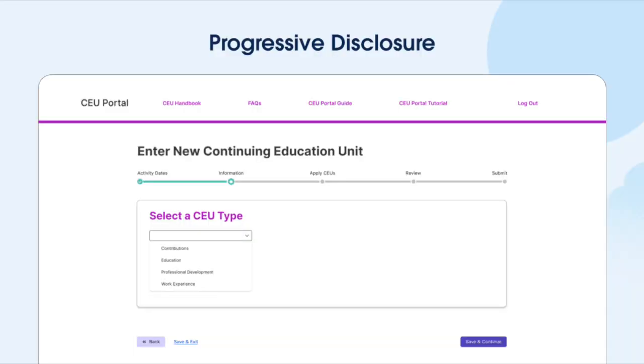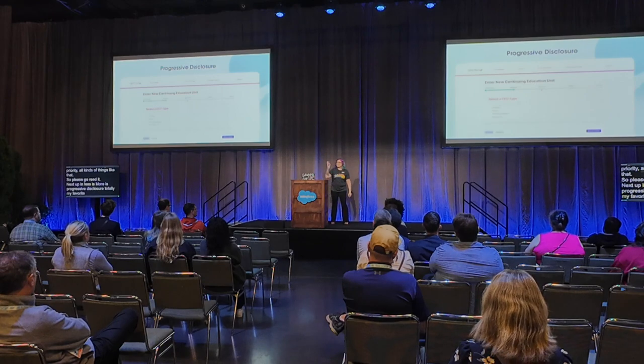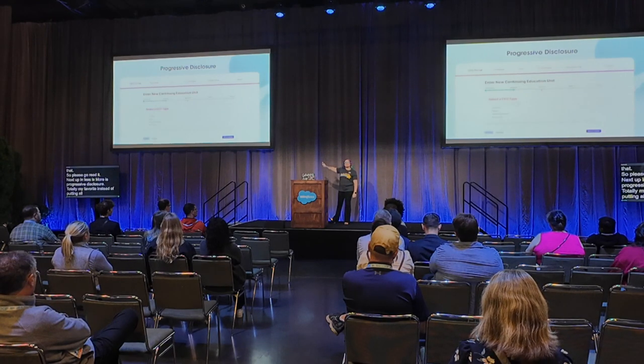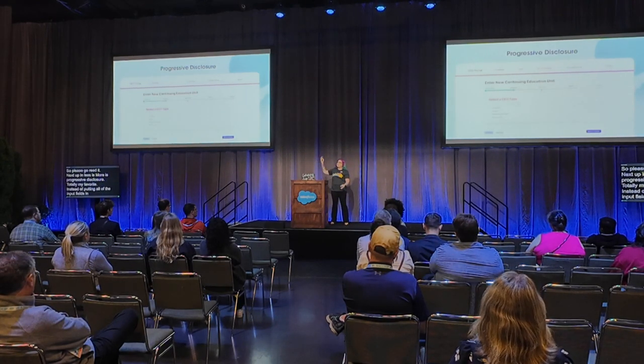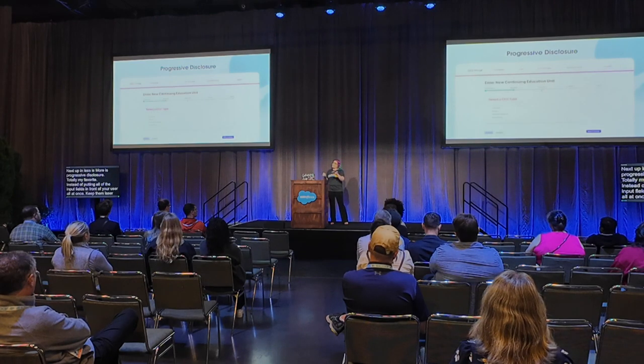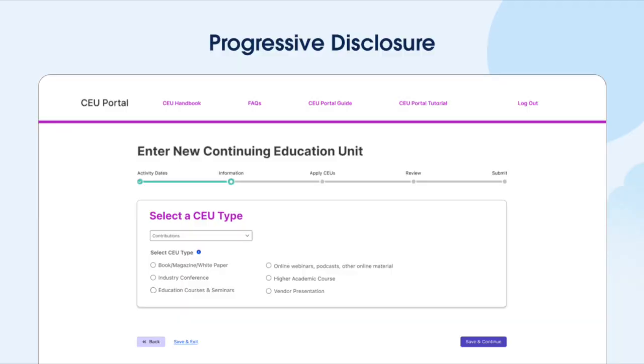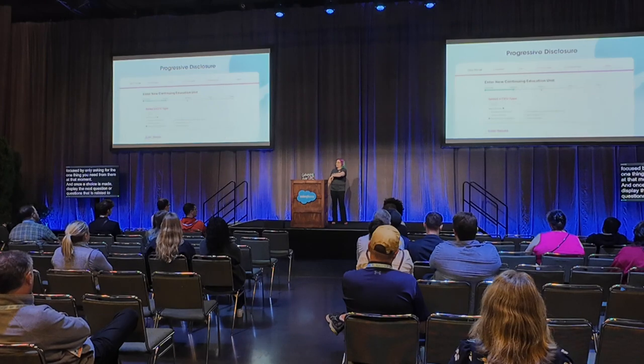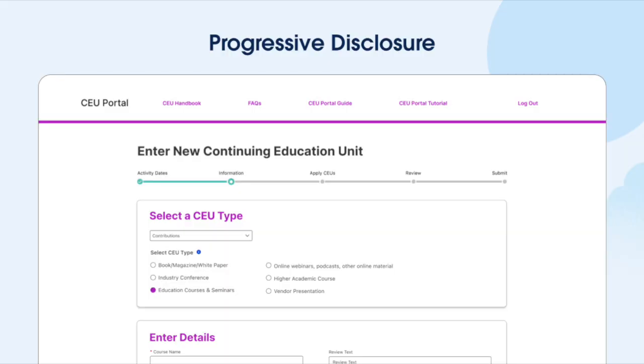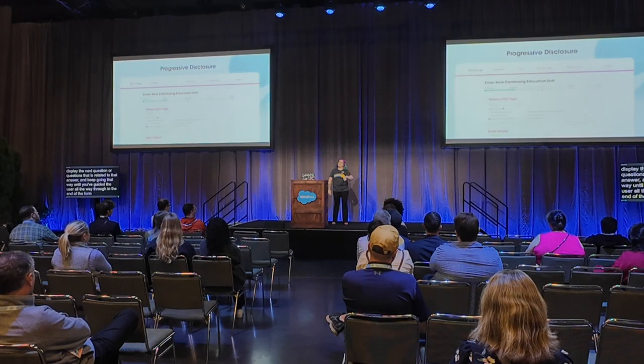Next up in less is more is progressive disclosure. Totally my favorite. Instead of putting all of the input fields in front of your user all at once, keep them laser focused by only asking for the one thing you need at that moment. And once the choice is made, display the next question or questions that are related to that answer. And keep going that way until you've guided the user all the way through to the end of the form. Keep them focused and not overwhelmed.